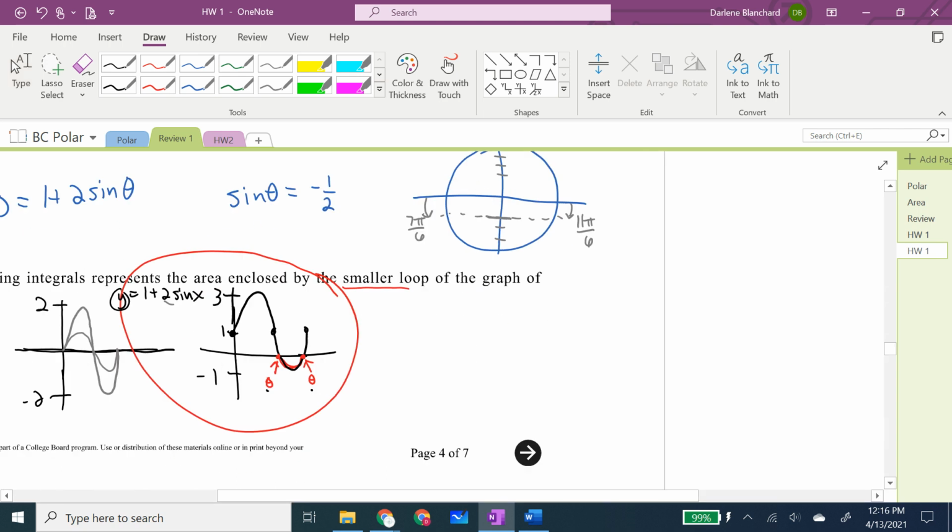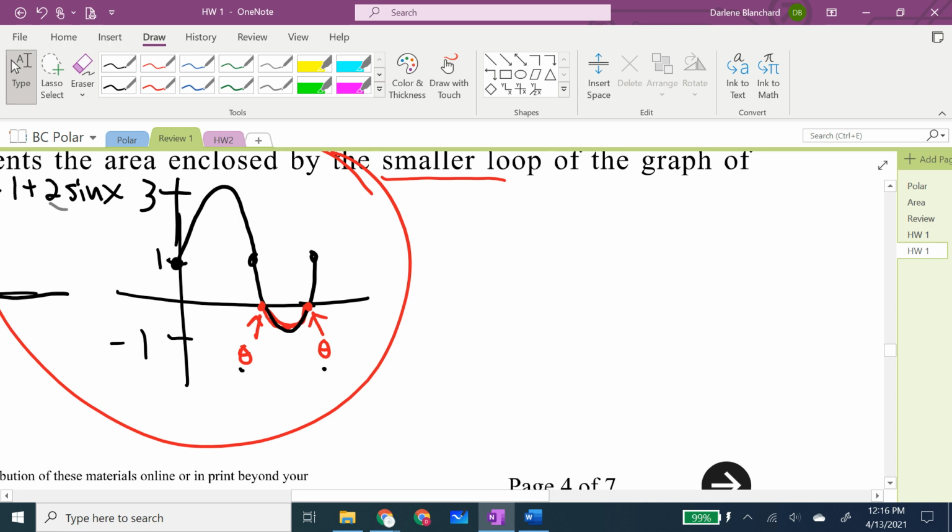I would say that you would have an easier time with this problem, in not mixing up the angles, if you look at literally 7 pi over 6 to 11 pi over 6, which will create that smaller loop. I almost always set up my integrals by drawing the Cartesian graph. I rarely graph the whole polar graph to figure out what angles I want to use.